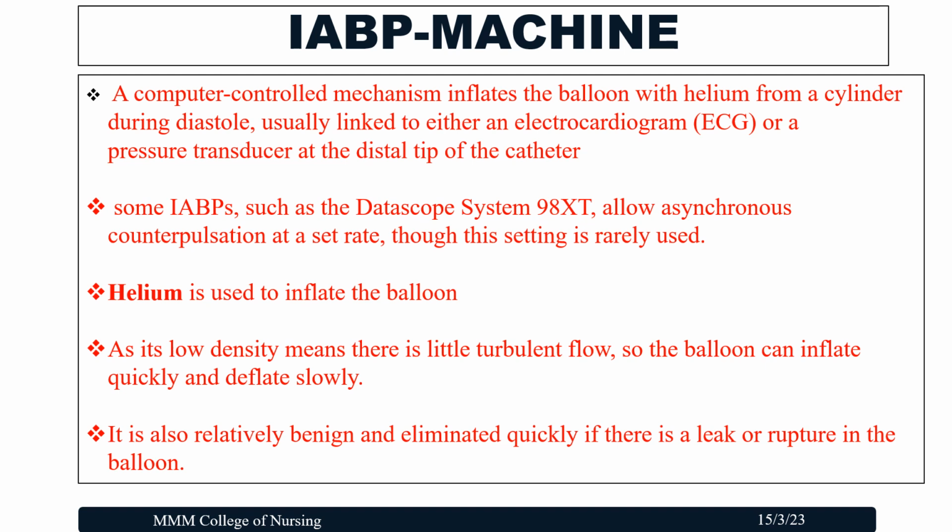Helium is the gas used to inflate the balloon. Why? Because of its low density, there is little turbulent flow, so the balloon can inflate and deflate quickly. It is also relatively benign and eliminated quickly if there is a leak or rupture in the balloon. That is the reason why helium gas is used in the IABP machine.